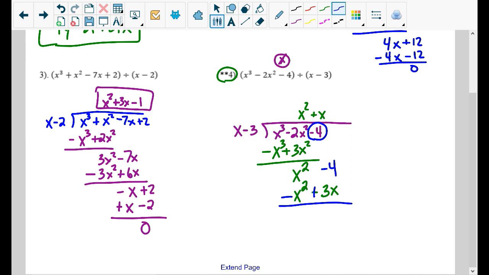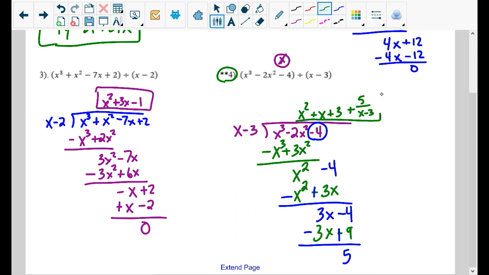So then I have 3x and a -4 to bring down, because they don't combine, so they just both come down. And now again, I'm looking at x into 3x, so that goes in 3 times. So 3 times x is 3x. 3 times -3 is a -9. And then we subtract. So 3x is canceled. -4 plus 9 gives me a positive 5. And so this has a remainder of positive 5 over x minus 3.